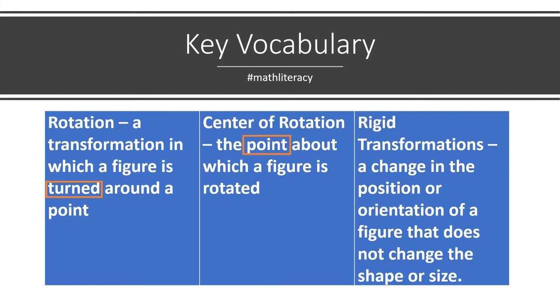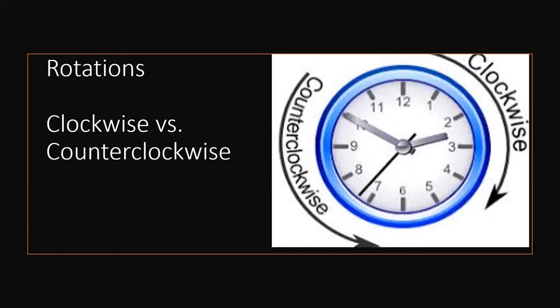And these are all rigid transformations. A rigid transformation is when we can have a change in the position or orientation, but we do not change the shape or size. Therefore, after the transformation, these shapes stay congruent. All right, in order to fully understand rotations, you need to know the difference between clockwise and counterclockwise. So this diagram should help. Just a reminder, clockwise will move in the direction of a clock, and counterclockwise will go in the opposite direction in which a clock turns.